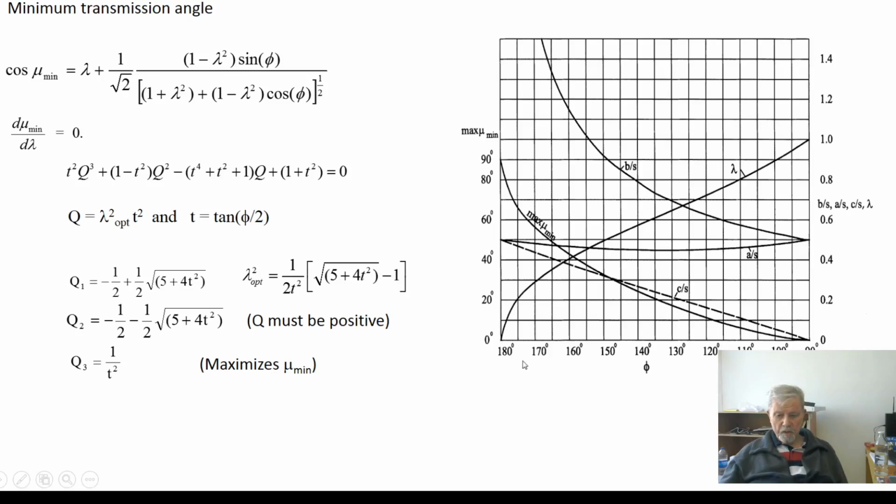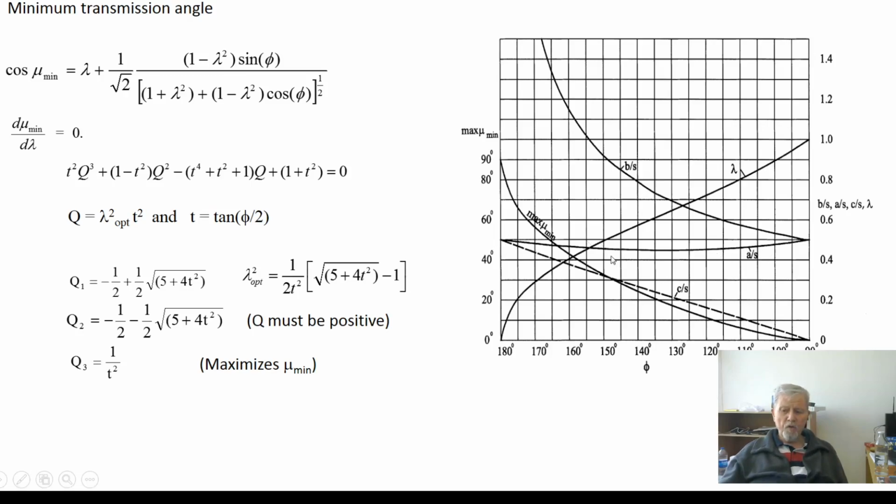If you solve for lambda optimum squared, lambda optimum, for every value of phi, you obtain a curve like this. The minimum value of phi is 90 degrees. The maximum value of phi is 180 degrees. Okay? And you have max mu min curve as such. A over S, B over S, this has to be A2 over S. I think I wrote it wrong. A2 over S, A3 over S, or C over S is this.